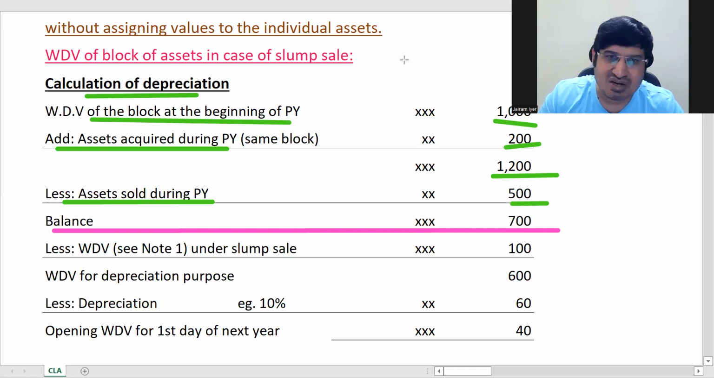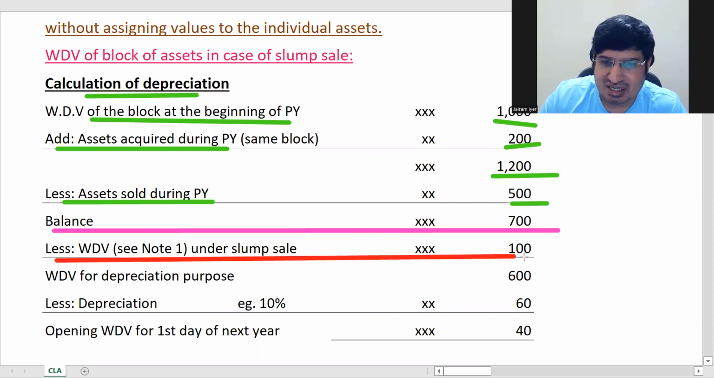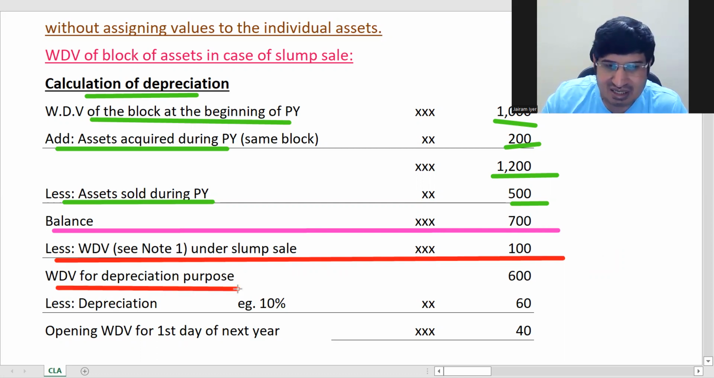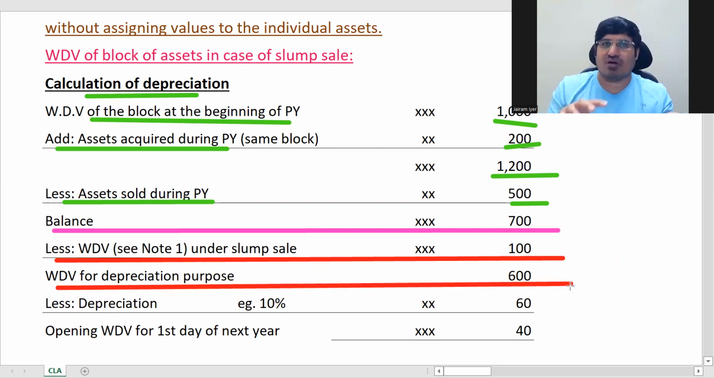Okay, so now here you can see less WDV under slump sale, 100. Here what this 100 means, this is the written down value of all assets of unit 4. Okay, in our example unit 4 which we took, 100 is say the written down value of all assets of unit 4. When you do this minus 100, now you are getting written down value of our existing block, unit 1, 2 and 3. Okay, understood? So that is what is done in slump sale.